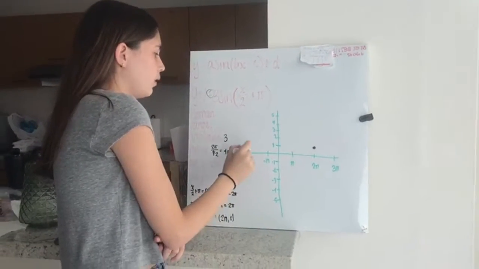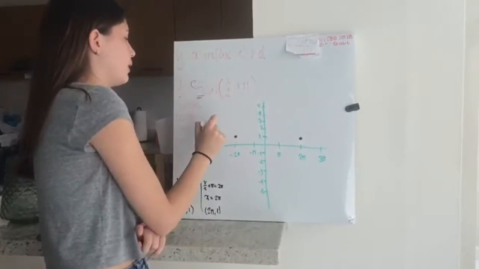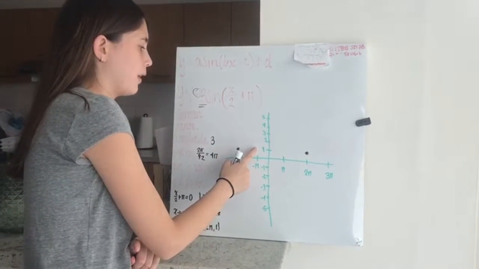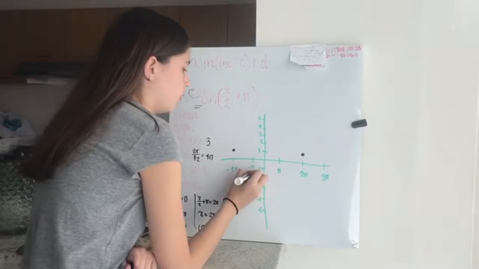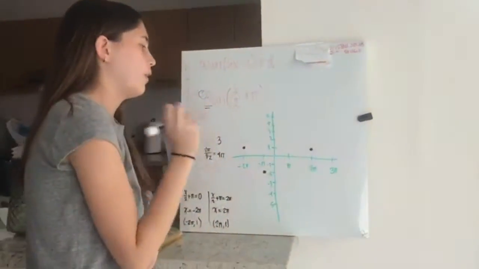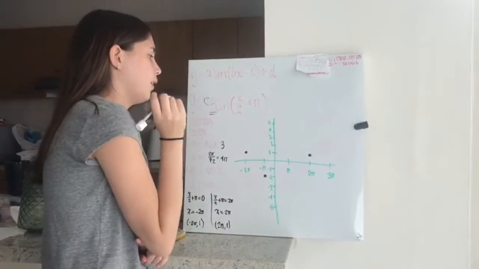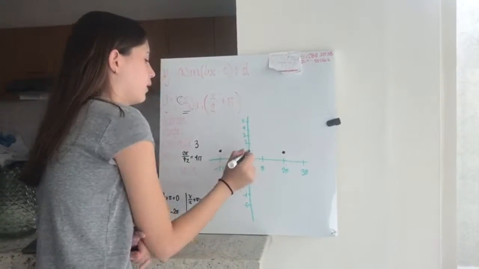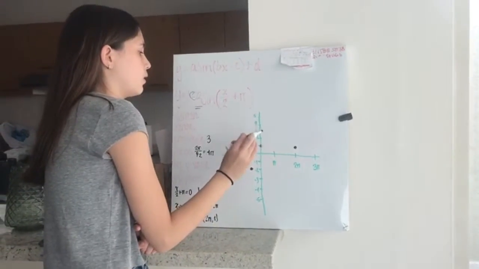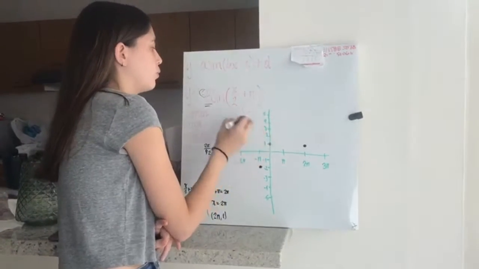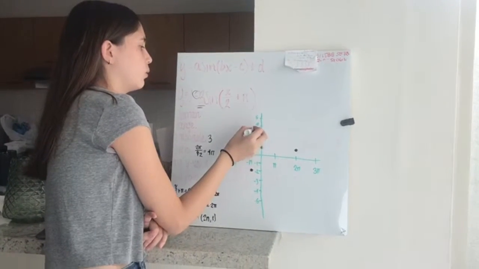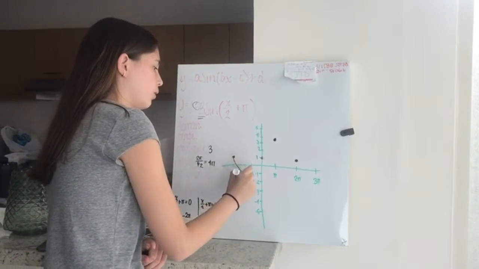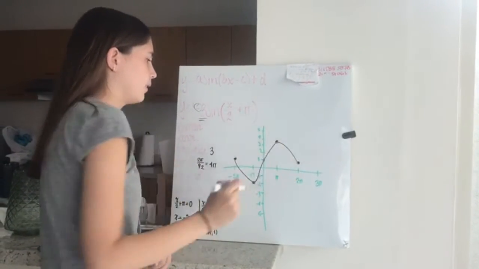So due to the amplitude that is 3, as we can see here, we'll have to go here and then 3 down. 1, 2, 3. So our point will be here. Our next point is going to be right here in the middle. And our third point is going to be 3 units up due to the amplitude. 1, 2, 3, and on the next. Therefore, our graph will look like this.